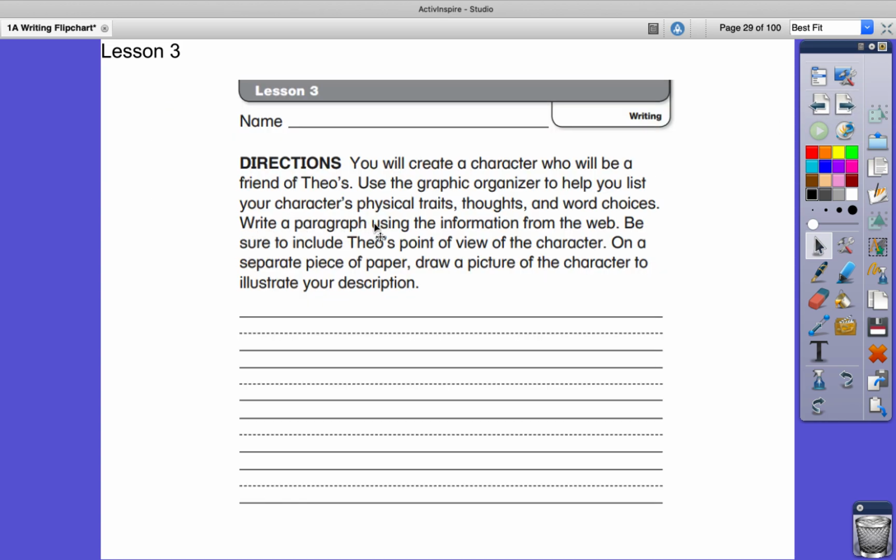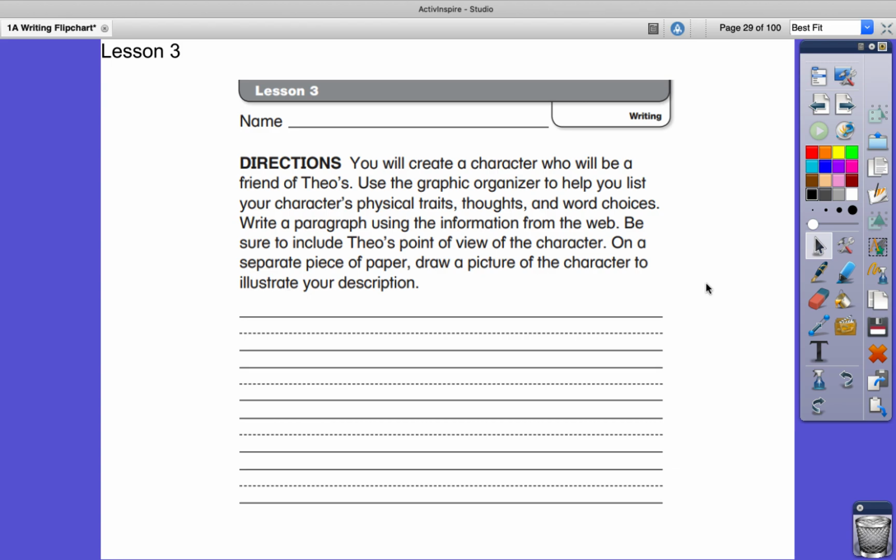Okay, so write a paragraph using the information from the web. Be sure to include Theo's point of view of the character. On a separate piece of paper, draw a picture of the character to illustrate your description. Remember, illustrate means to draw a picture.